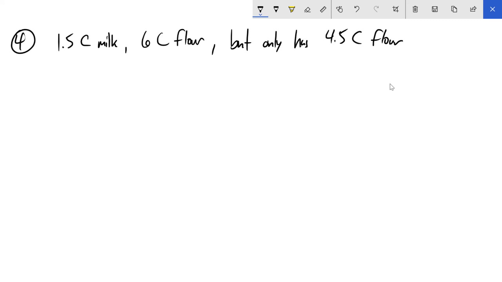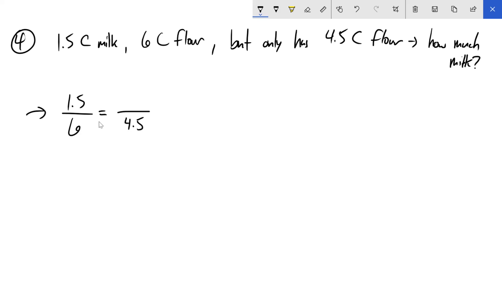So then my question is, if that's the case, how much milk should be used? Right? So we just set up our initial fractions. It's 1.5 milk to 6 flour. So I'm putting milk on top, flour on bottom. Then in my next fraction, where does 4.5 go, top or bottom? It's got to go on the bottom because it's flour on the bottom here. I'm sorry, flour on the bottom, flour on the bottom. The milk's on top, but we don't know the milk for the new ratio.